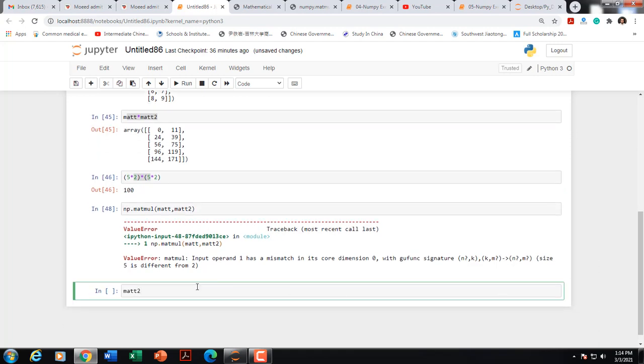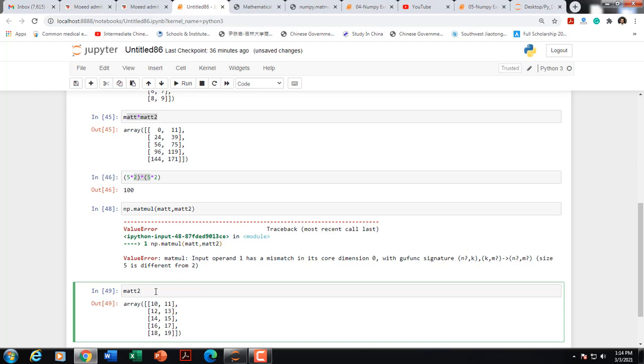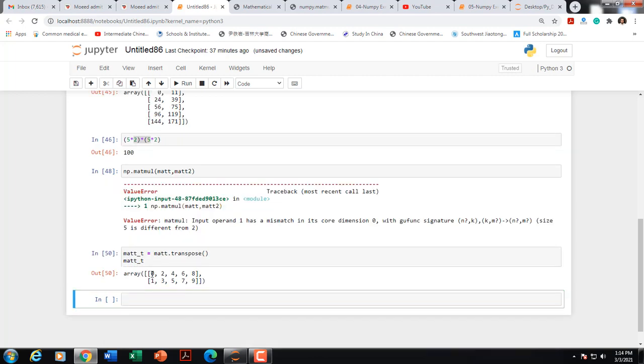So let's say I have Mat 2 over here. It's a 5 cross 2 matrix. If I were to take the transpose of this, so I'll say mat underscore t, and it will be mat dot transpose. If I were to look at this, now I have a 2 cross 5 matrix. I have 2 rows and 5 columns. Now this matrix can be multiplied with mat.